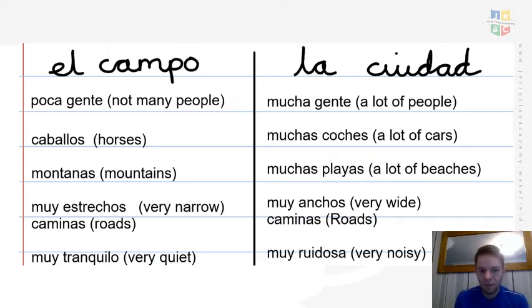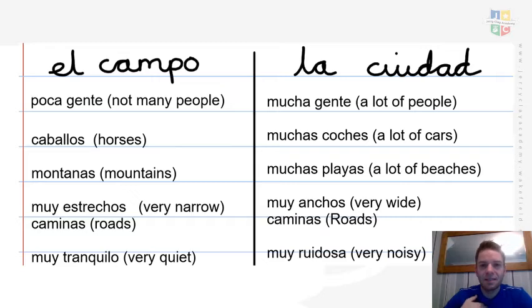Okay, next one is muy estrechos. Muy bien, which is very narrow, and you may well see the paths, the space by the lakes, by the rivers, between the trees. Obviously that can apply as well.